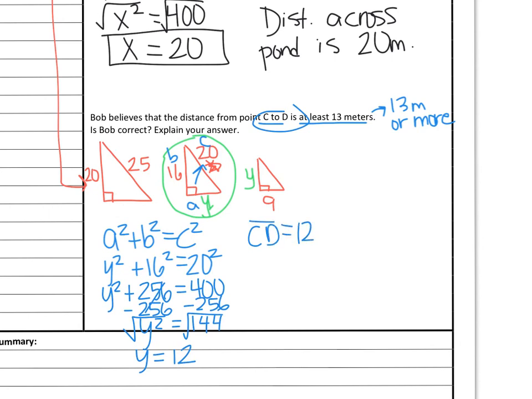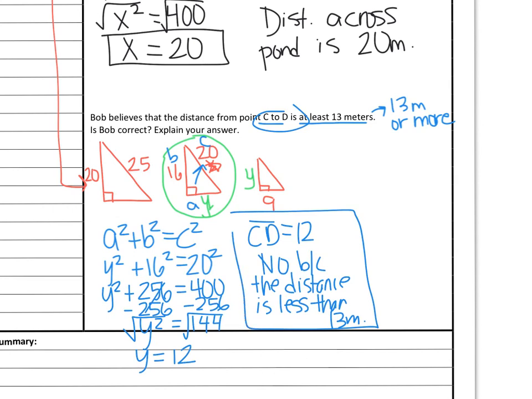So to answer that question, is Bob correct? Is it at least 13 or more? No, he is not correct. No, because the distance is less than 13 meters. Okay, so there's the explanation piece.